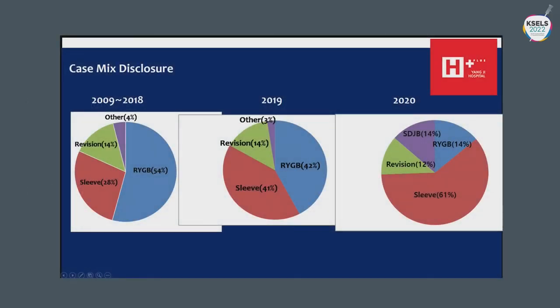This slide shows my case mix. In Korea, bariatric and metabolic surgery has been covered by the national insurance system since 2019. After then, my case mix changed a little bit. You can see here the total procedures: 61% are sleeve, Roux-en-Y bypass is 14%, sleeve duodenal jejunal bypass is 14%, and the remaining 20% is revision surgery. The change is mainly due to the BMI criteria of the insurance coverage. In Korea, bariatric surgery is available for BMI higher than 30. That is the main reason for the change in my case mix.